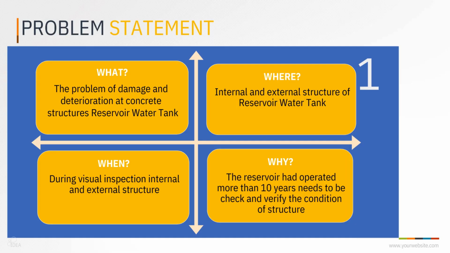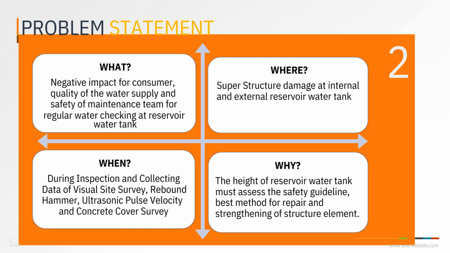So our problem statements. One, the problem of damage and deterioration of the concrete structure of reservoir water tanks. We inspect the internal and external structure of the reservoir water tank during visual inspection. Why do we do it? Because the reservoir has operated for more than 10 years, it needs to be checked to verify the condition of the structures.